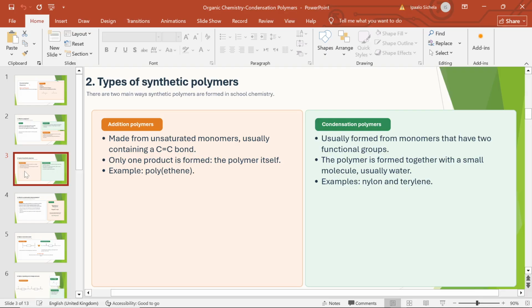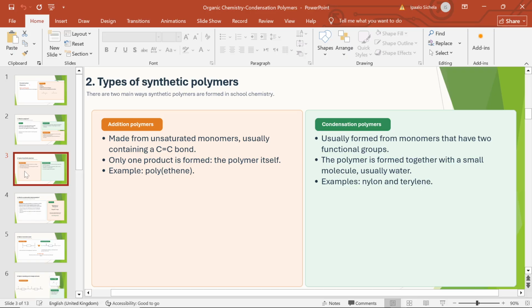For condensation polymers, not only a polymer is formed, but also water. But for addition polymers, it was only a polymer. Addition polymers use the same type of monomer, but condensation polymers use different monomers.